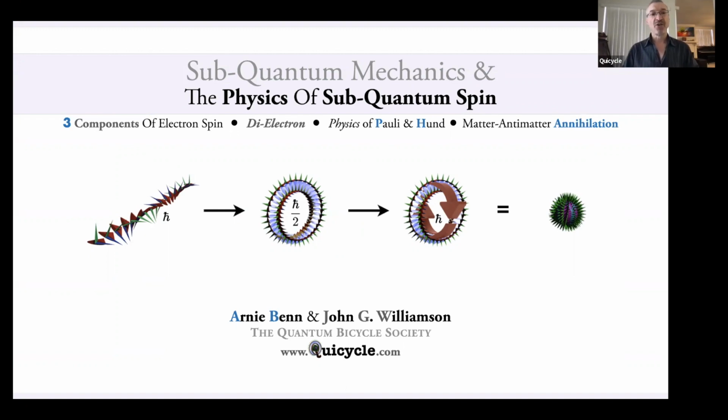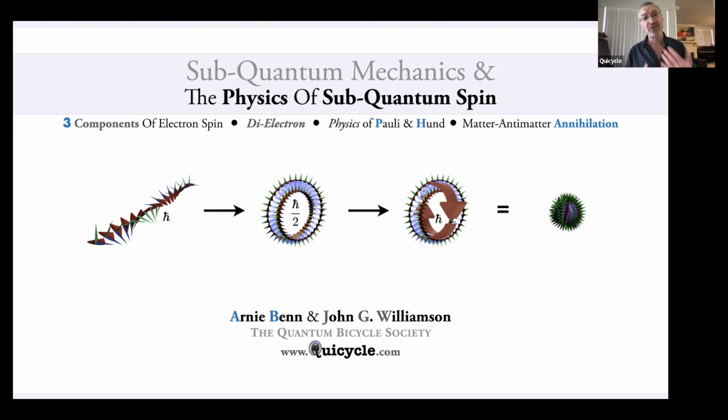This presentation is called The Physics of Subquantum Spin. What we're going to be doing is looking at three concepts that seem to emerge when we apply the theory of subquantum mechanics that's been developed by John and Martin. The three things we're going to look at specifically are: what are the components of the electron's quantum spin?